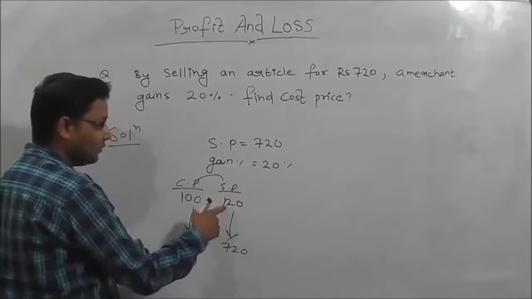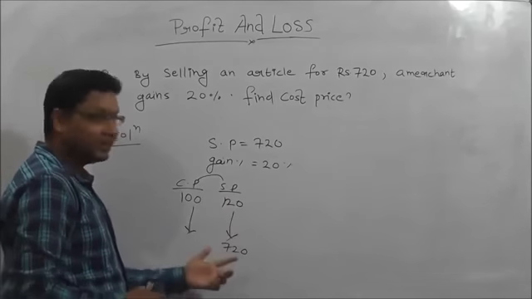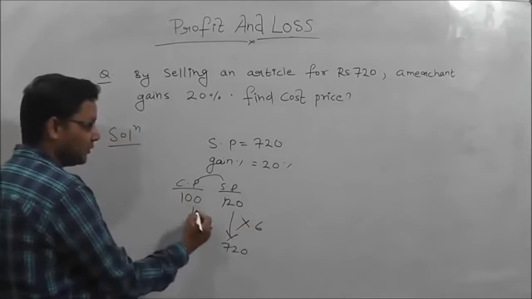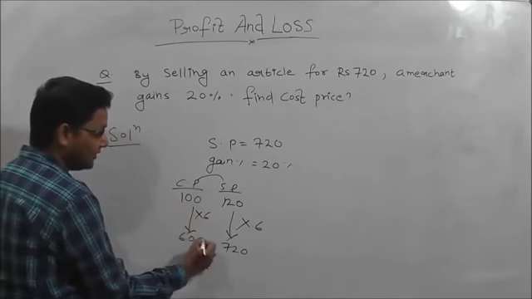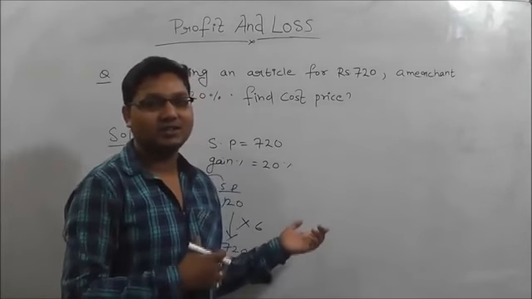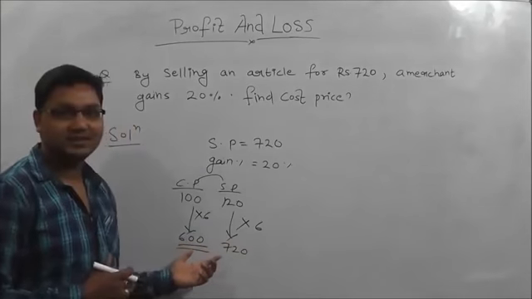So what will we multiply in 120 to get 720? We have to multiply 6. So in this also we will multiply 6. So the value will be 600. In less than 30 seconds, you can solve this type of problems. So the answer is 600.